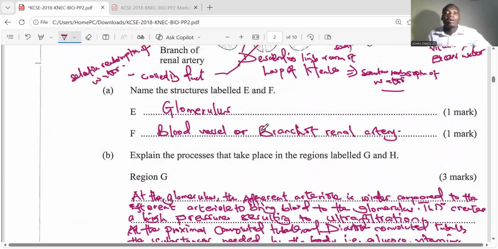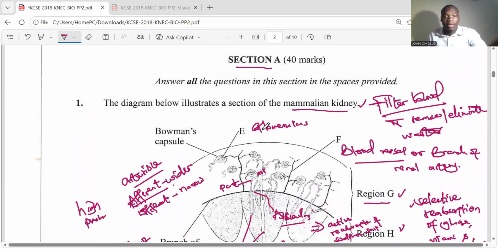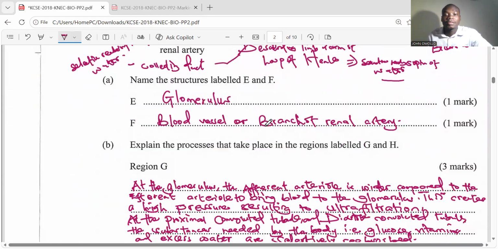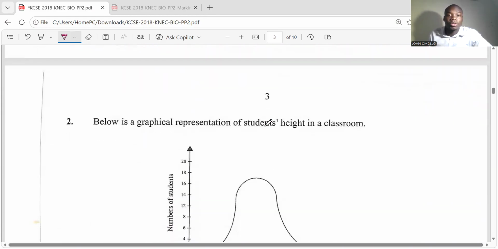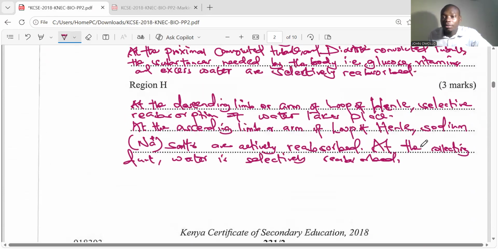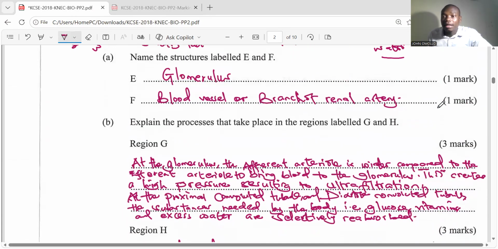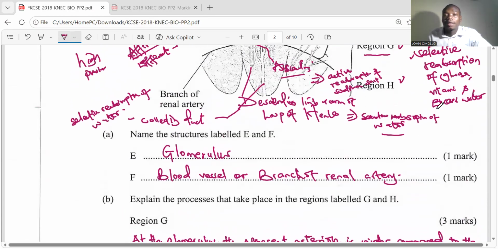I said I'm going to do question 1. We have talked about the mammalian kidney, and we are now diving into the next question. How many marks have we garnered in question 1? 3 plus 3, that is 6, plus 2, 8. Remember, paper 2 biology: 5 questions are 8 marks each, totaling 40.